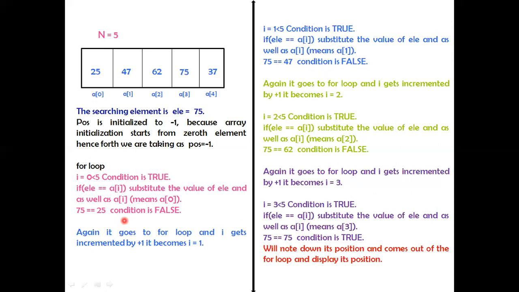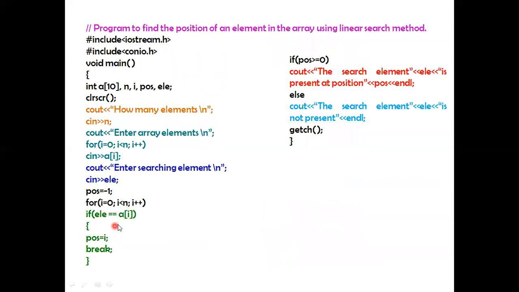The value stored in A of 3 is 75. 75 is equal to 75. The condition is true. When this condition is true, I have to execute these two statements. That is, position is equal to I. What is the value of I? 3. 3 is assigned to position. What was the previous value assigned to position? -1. The new value stored in position is 3.